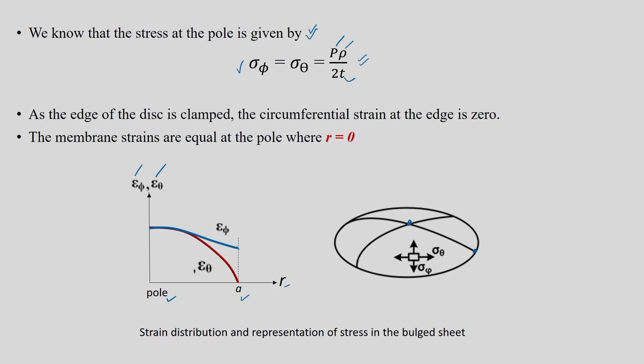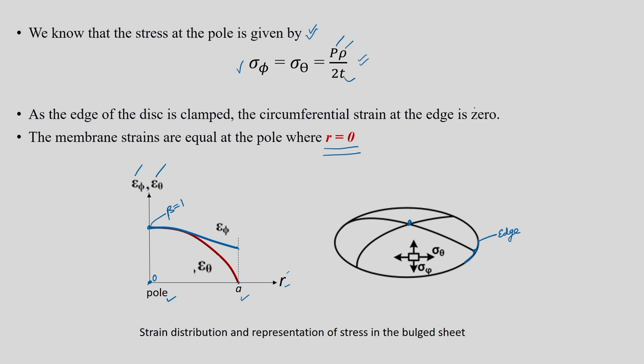So, you will see that from the pole, which is at the center here, to A, which is the gripping region, we have, of course, the same epsilon phi and epsilon theta at the pole region. Why? Because beta is equal to 1. The membrane strains, or the surface strains, are equal at the pole, where R is equal to 0. Both the strains will be the same because beta is equal to 1. Now, at the edge of the sheet, this is your edge.